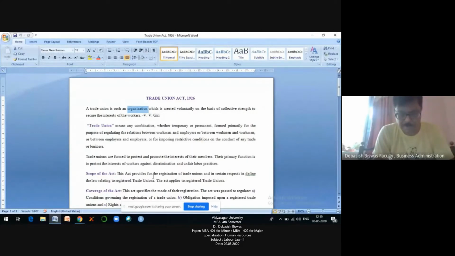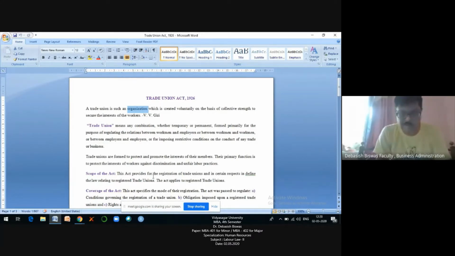Suppose in an organization, 50 employees are working. Now, what is the 10% workforce? 10% workforce means 50 into 10%, that is 5. Clear?